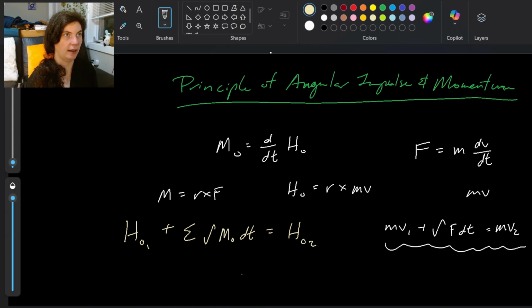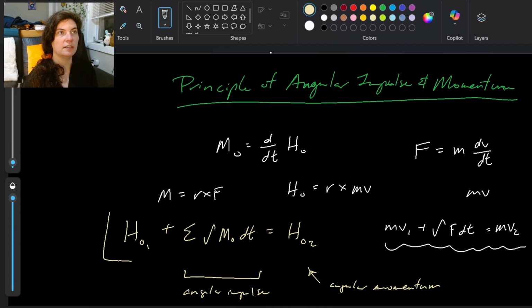Where initially you have your angular momentums, and then this center term, this is the angular impulse. And then, of course, we already know those H's as angular momentum.